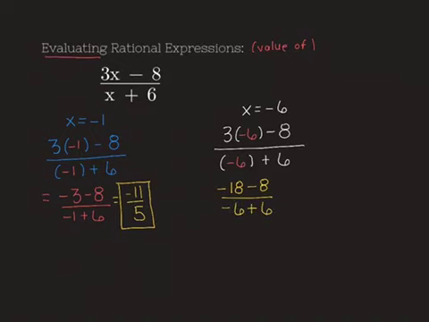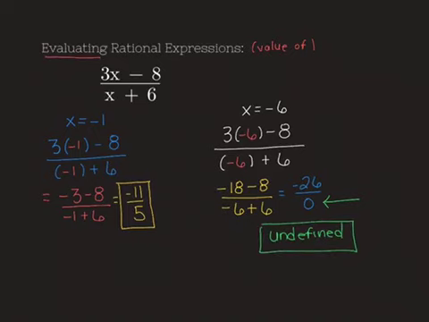So -18 minus 8 is -26. Now in the denominator, -6 plus 6 is 0. We've talked a lot this semester about how we cannot have 0 in the denominator. So this expression is actually undefined because we cannot divide by 0.